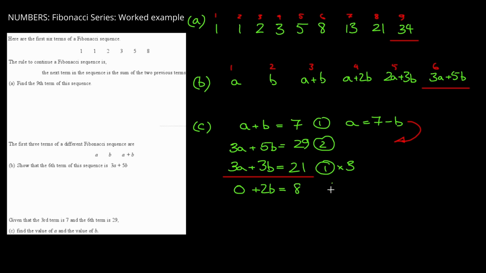And hopefully you can see very easily that B is equal to 8 divided by 2, which is equal to 4. Not quite finished. All we've got to do is now find A, and A will come from equation 1. So we can say that A plus B, which we now know is 4, is equal to 7. So therefore, A is equal to 3. And those are your two answers.